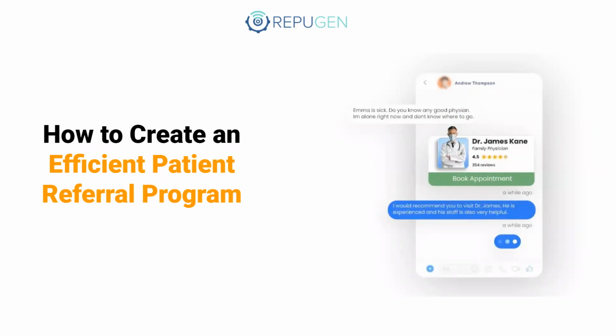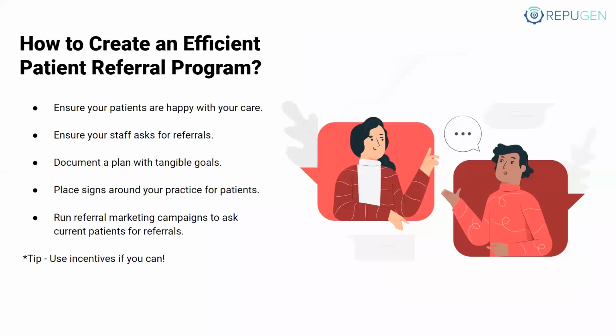So now that we've covered why they matter, let's go over how to create an efficient patient referral program. First, take a look at your overall patient satisfaction. As long as your patients are generally happy with their care, you'll be more likely to receive referrals. Once you establish that patients are generally happy with their visits, make sure that your staff ask your happy patients for referrals. Next, document a plan with tangible goals, such as a plan to acquire at least 3 new patients from referrals, for example. This will help your entire team know what to aim for when asking for referrals.